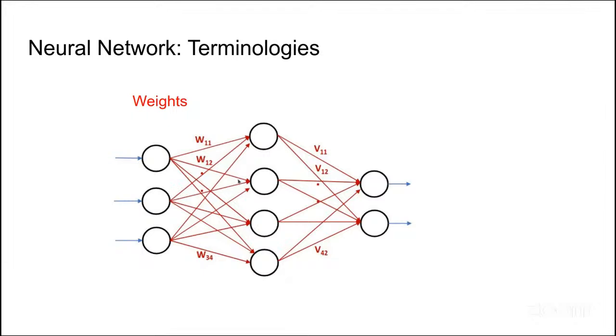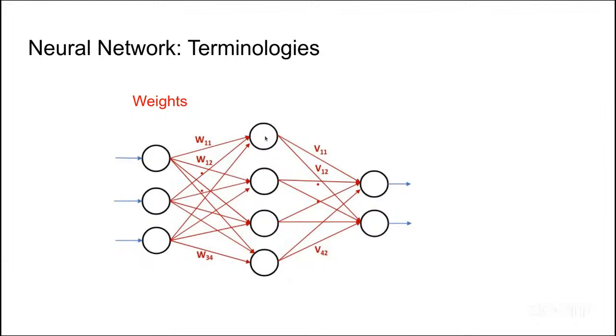So this node is connected to this node with a weight of W12. This 1 represents layer 1, which is connected to layer 2, which is the next node 2. So 1, 2. Similarly, the other side of the network is also connected with a different weight called V11.